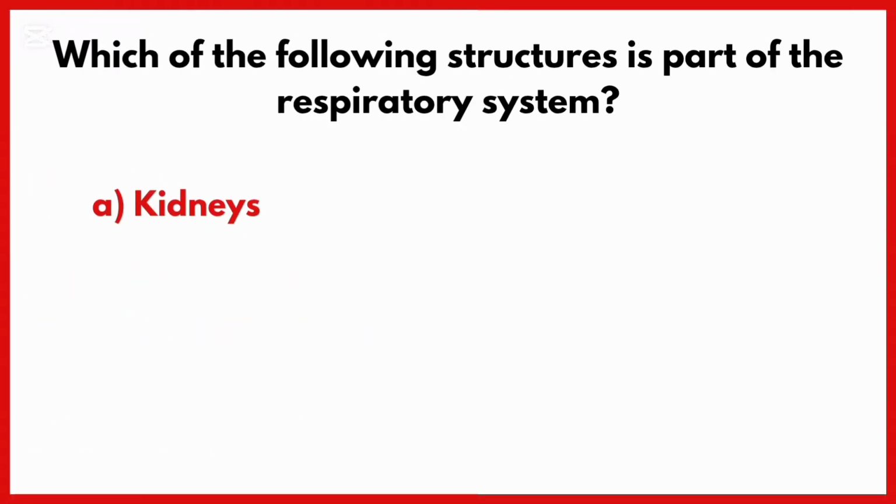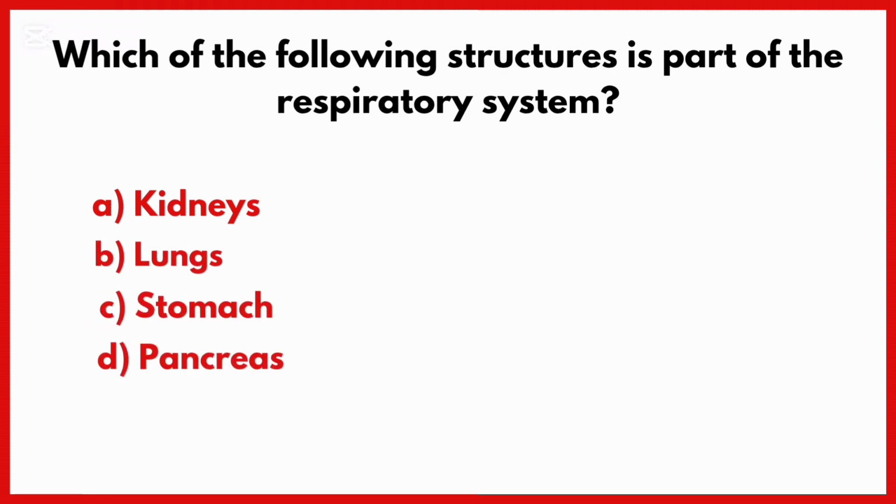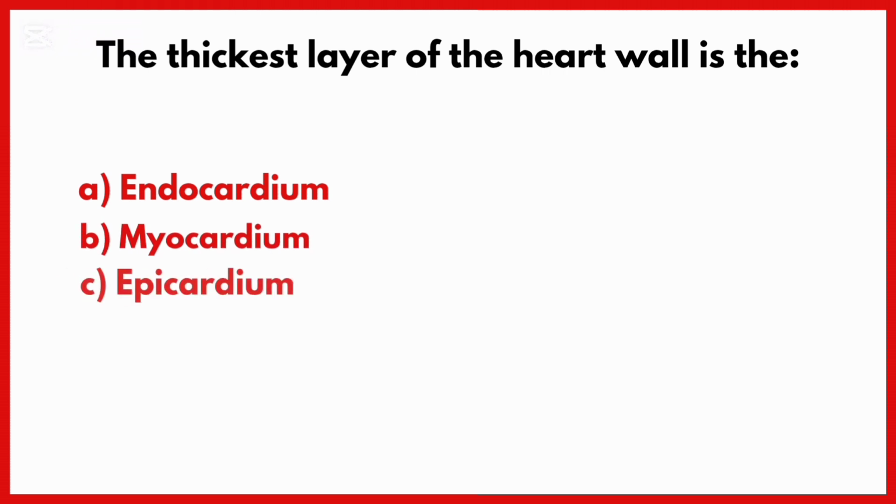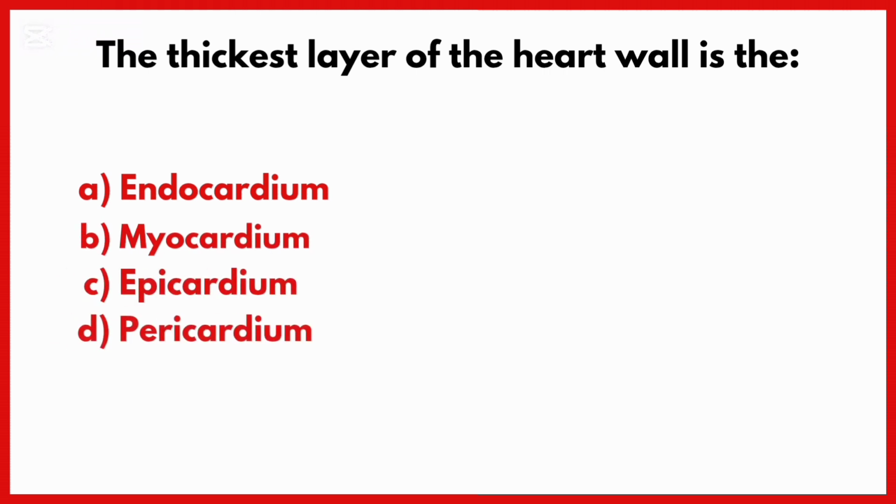Which of the following structures is part of the respiratory system? Correct answer is option B, lungs. The thickest layer of the heart wall is? Correct answer is option B, myocardium.